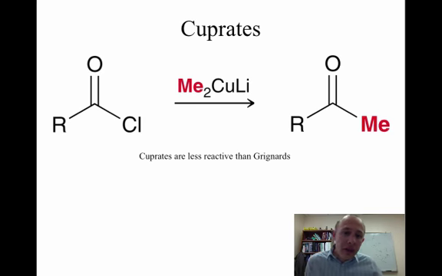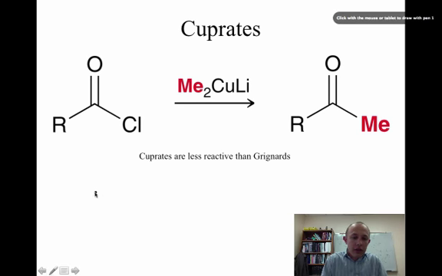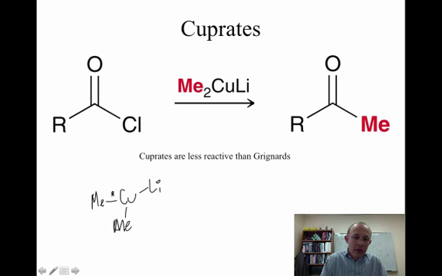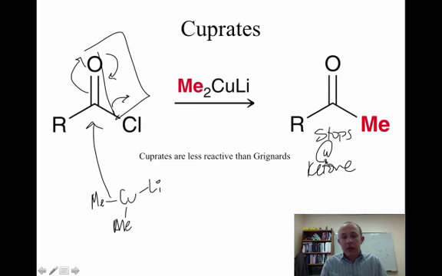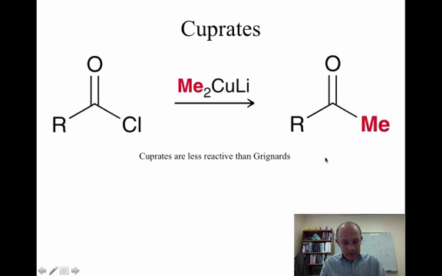So how can we reduce the reactivity of a Grignard reagent? Instead of using magnesium, what you can do is use copper. These species are called cuprates. This is less reactive, so only one methyl group gets transferred. We break our carbon-oxygen double bond, and in a second step it reforms and kicks out the chlorine. It stops at the ketone stage. These are two separate steps, so be careful there. It stops at the ketone stage, which is the nice thing about cuprates.